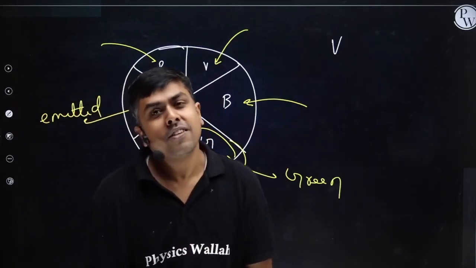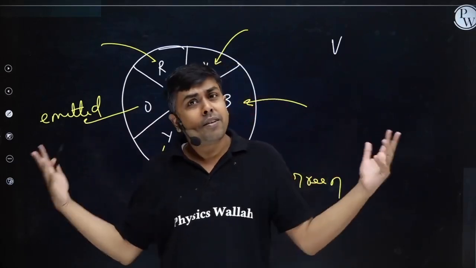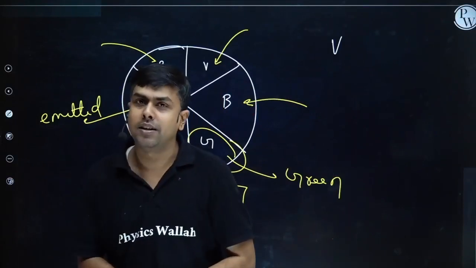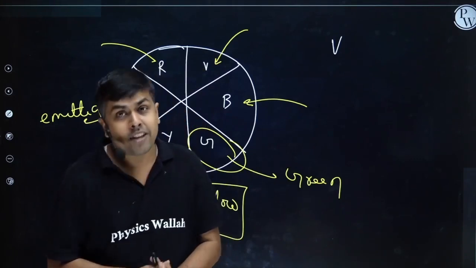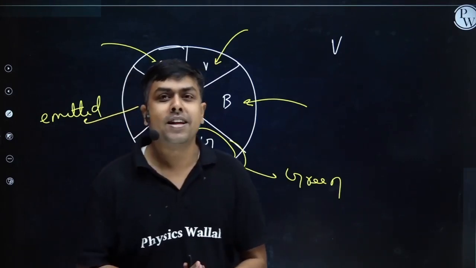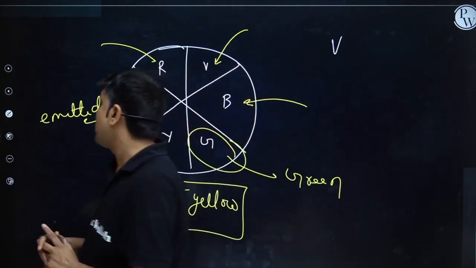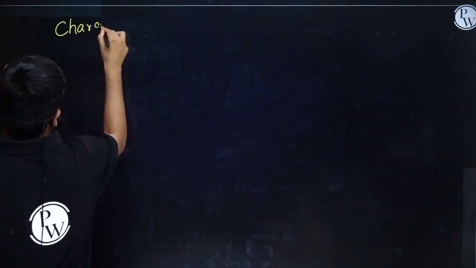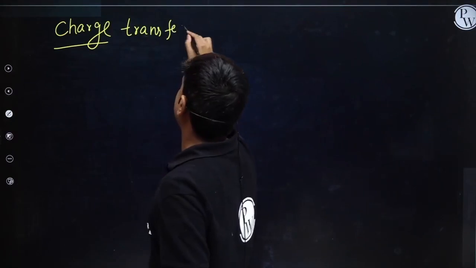Now you will say, sir, are only the paramagnetic species colored? No, there are certain species, even diamagnetic species, that are also colored. And students, the coloration behavior of such diamagnetic species can be explained on the basis of the charge transfer phenomenon.